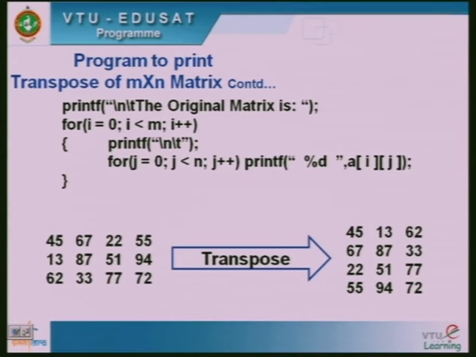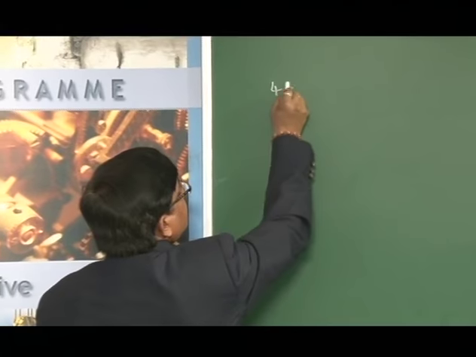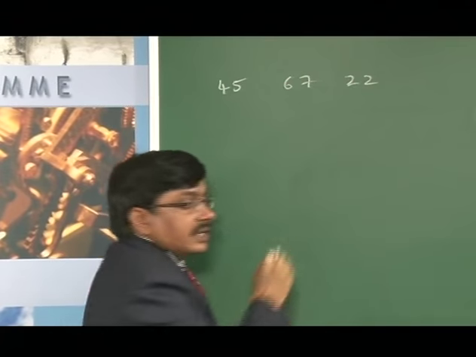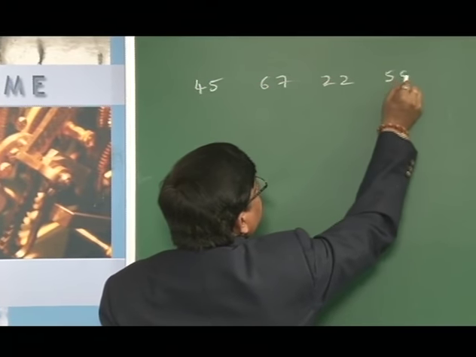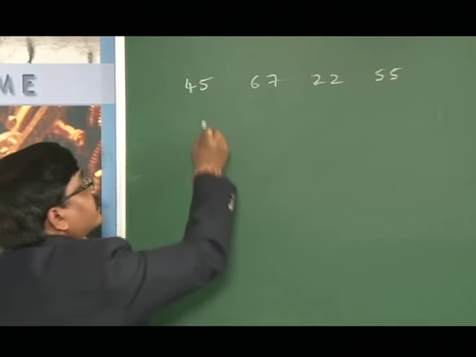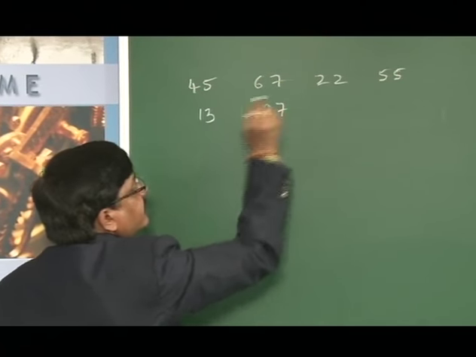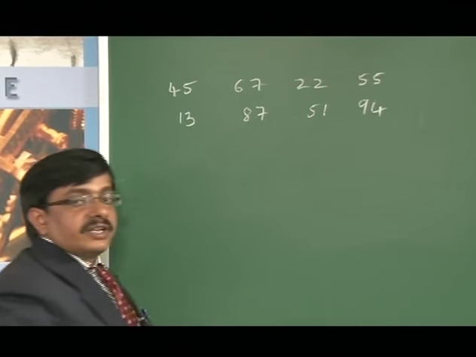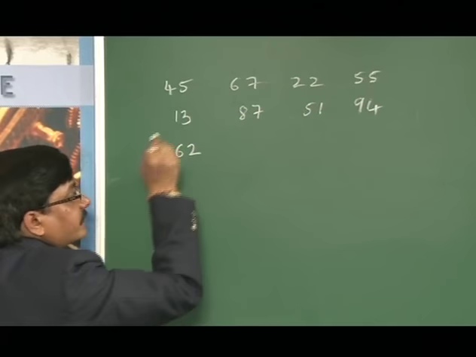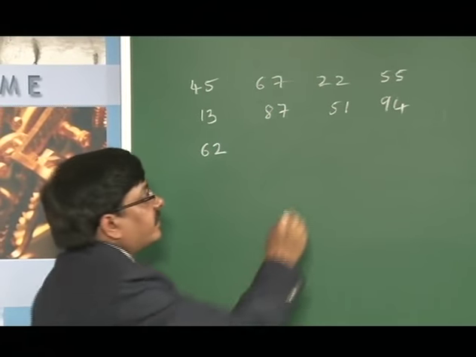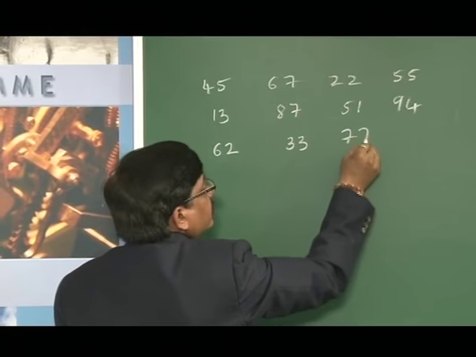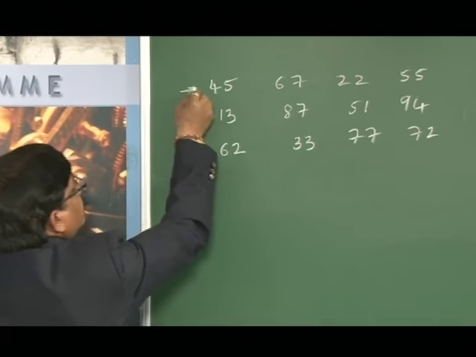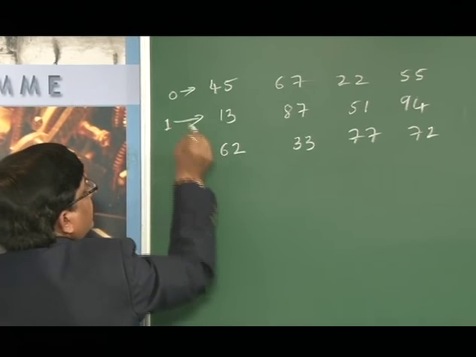Here, if I take the elements 45, then followed by 67, then 22 and then 55, then the next row elements are 13, 87, and then 51 and 94, and the next row elements are 62, then 33, 77 and then 72. Now, this is the 0th row, this is the first row and this is the second row.